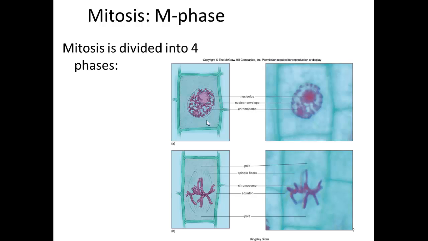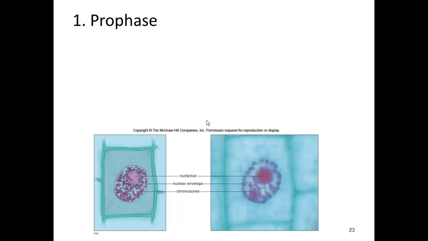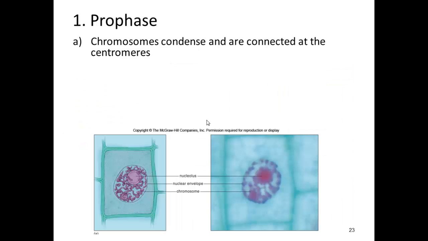This occurs through the mitotic phase, the M phase, which is broken down into four different phases. The acronym you can use is PMAT: prophase, metaphase, anaphase, and telophase. During interphase, the chromosomes are all spread out and you can't differentiate them; the nucleus just looks like a mass. But during prophase, they start to condense, connected at the centromeres.